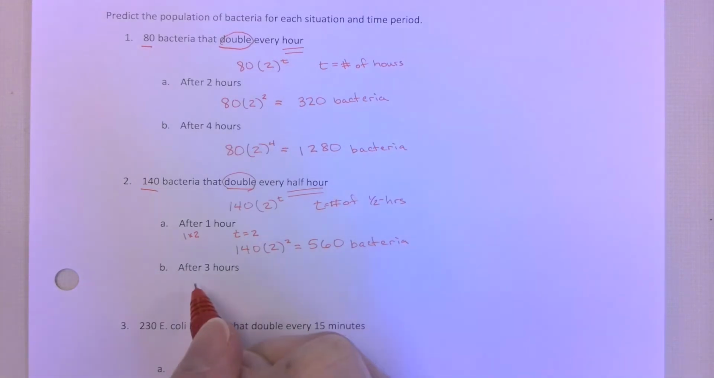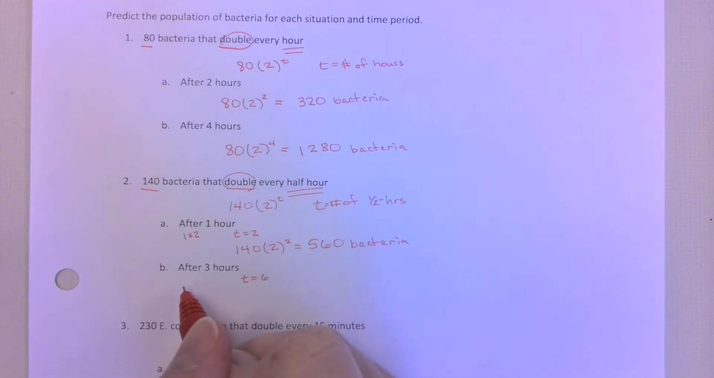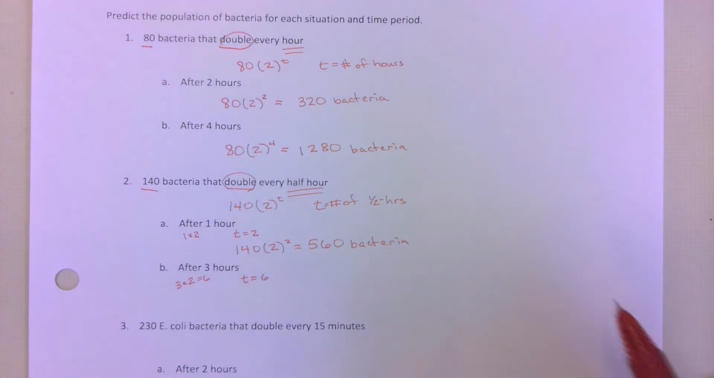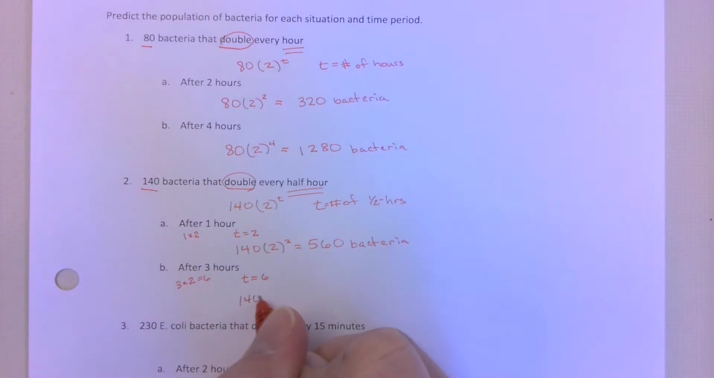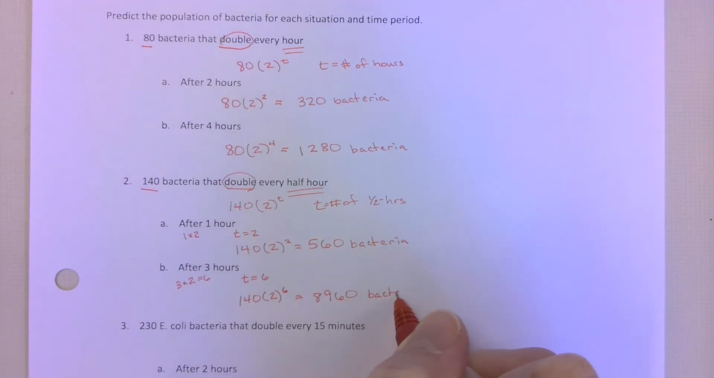All right, we go to 3 hours, and so my time for 3 hours, the power is going to be 6. There are 3 hours times 2 half hours in each one, and that's where we get the 6 from. So 140 times 2, none of this changes. Initial amount, multiplier, the power is what's changing, and we get 8,960 bacteria.